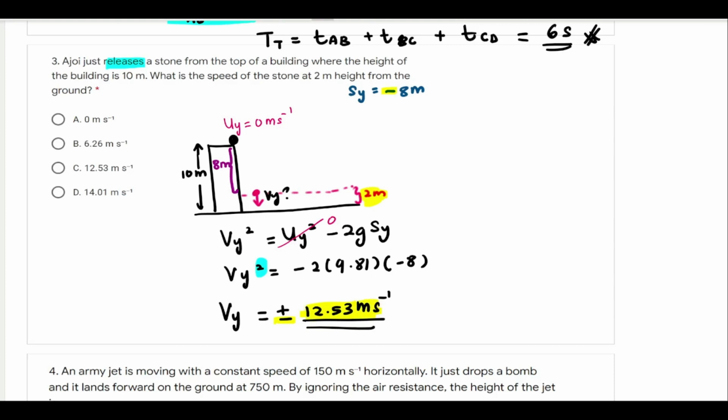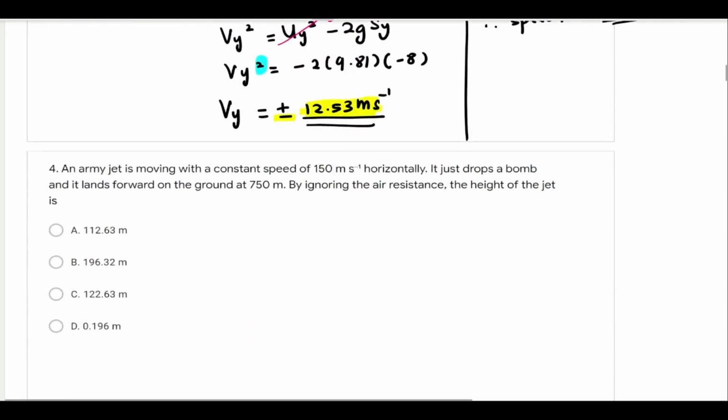Tapi untuk soalan ini dia minta apa? Speed. So we just want the magnitude. Okay, so maknanya therefore, speed is equal to 12.53 meter per second. Ingat ya. Jadi kalau you ada soalan minta velocity dan dalam pilihan jawapan ada positif dan negatif, untuk soalan ni kita pilih jawapan negatif lah. Tapi sebab soalan minta speed, kita hanya pilih jawapan ini. Ini yang paling tepat. Dan itu je yang ada 12.53 meter per second. Okay, so finish question number 3. So let's proceed to the next question.